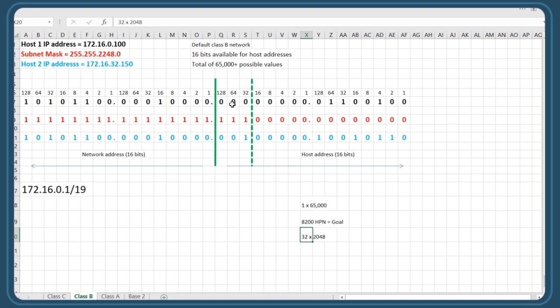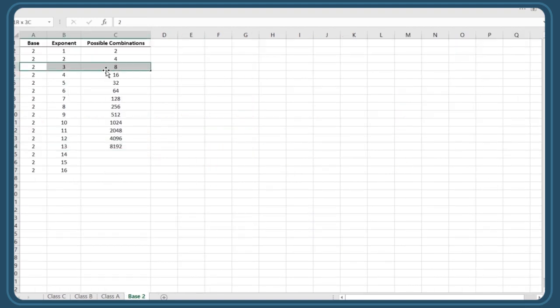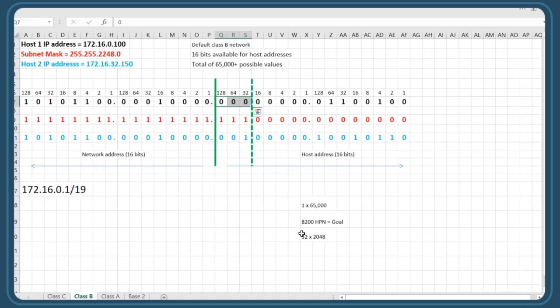But how many subnets? 2 to the 3. Base 2 says 2 to the 3 is 8. So we now have only 8 subnets of approximately 8,200 each. And guess what? Multiply that together, you still get approximately 65,000. So again, figure out the size that you want, place the divisionary line in the appropriate location, tally up the bits, that gives you your total number of subnets and your total of hosts per subnet.